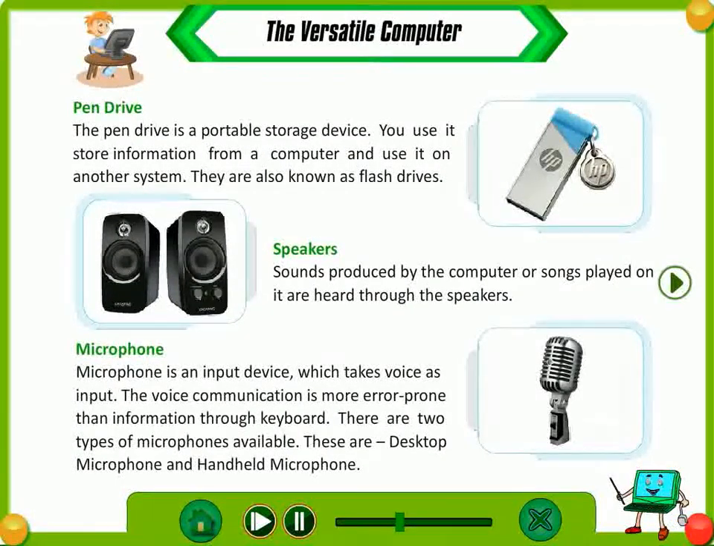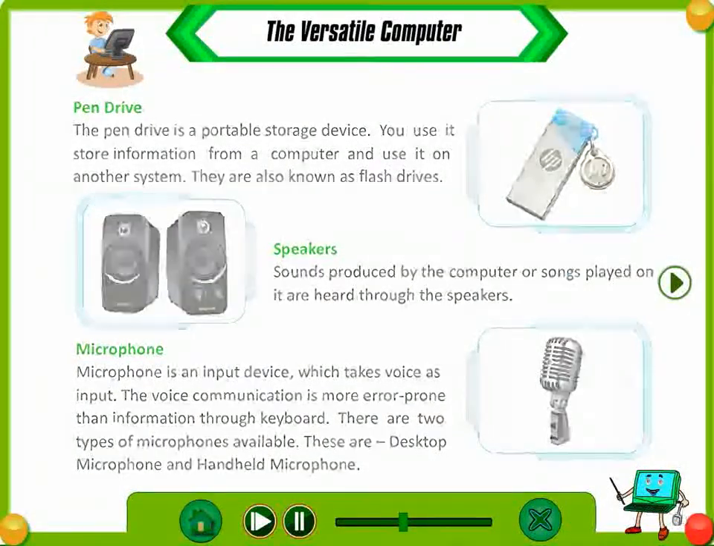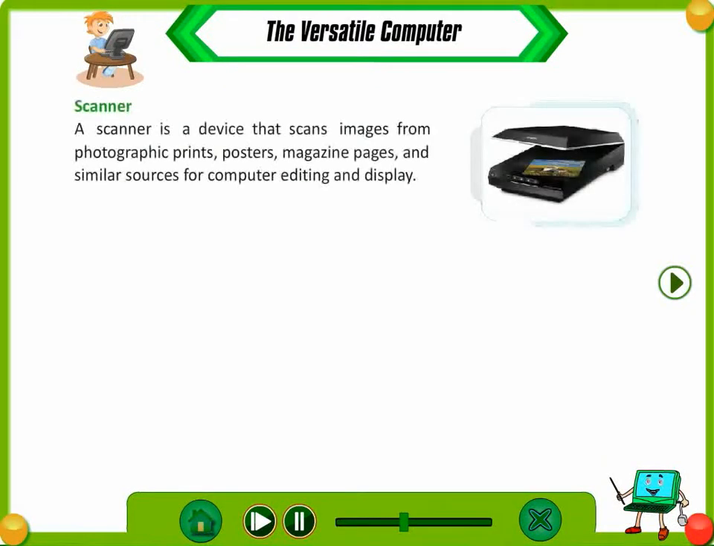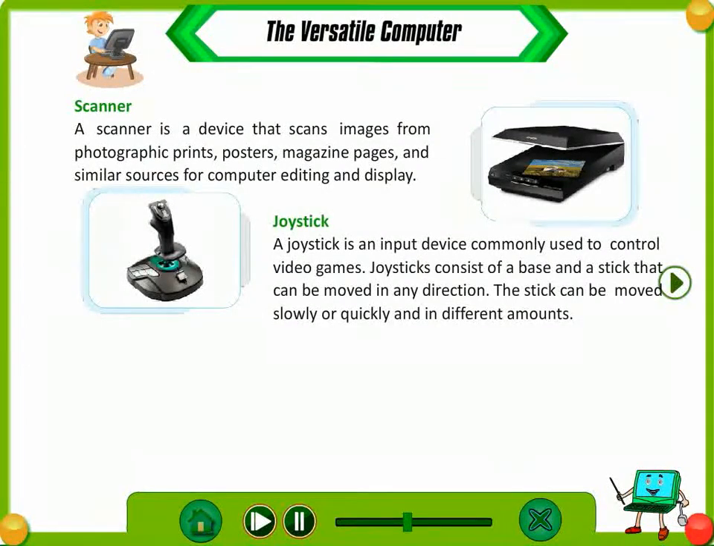Microphone. A microphone is an input device which takes voice as input. Voice communication is more error-prone than information through the keyboard. There are two types of microphones available. These are desktop microphone and handheld microphone.